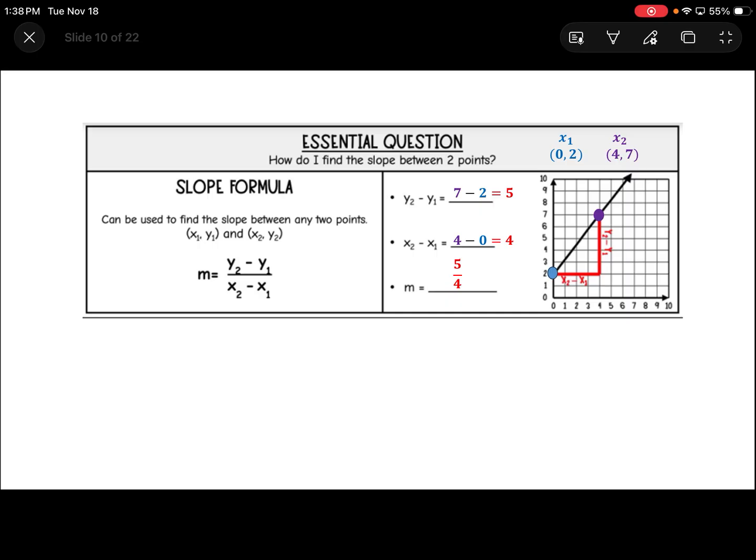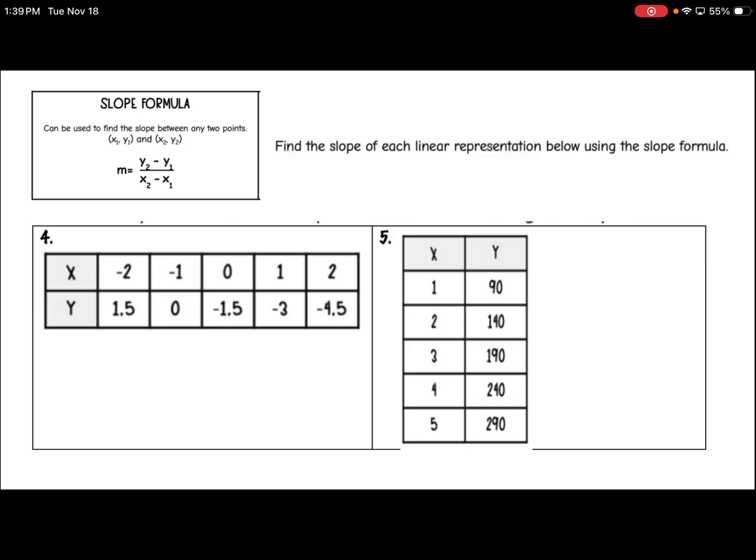Yeah. So the whole point of this formula says, hey, you really don't need a picture. That's kind of elementary. All you really care about is how are the y's changing? How are the x's changing? Okay? Let's look at a table. If you get a table of values, all I need is 2 points.